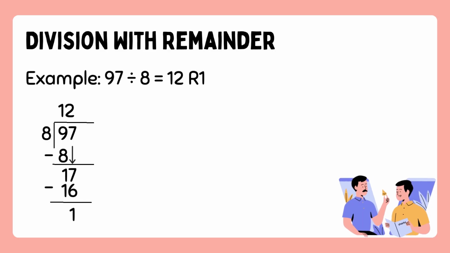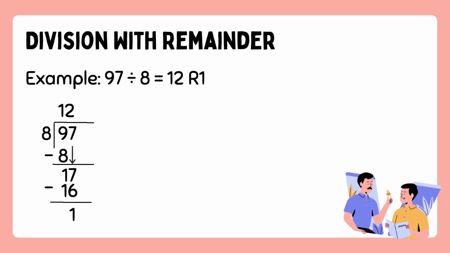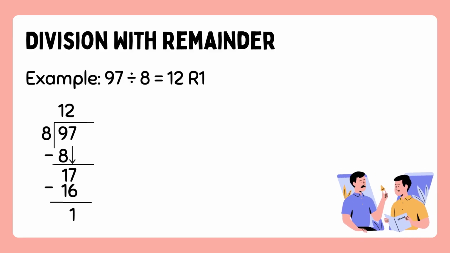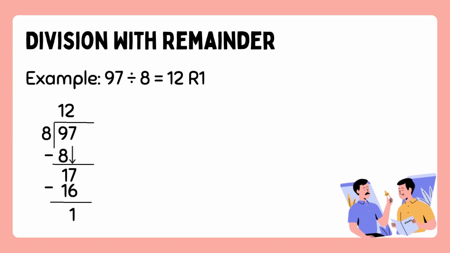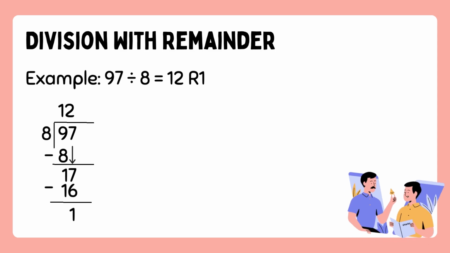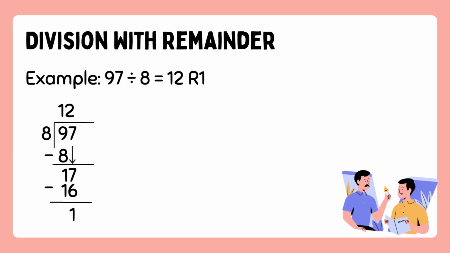Divide 17 by 8. How many times does 8 go into 17? 2 times, because 2 times 8 equals 16 and 3 times 8 equals 24 would be too big. Write 2 next in the quotient, so far quotient is 12. Multiply. 2 times 8 equals 16. Write 16 under 17. Subtract. 17 minus 16 equals 1.